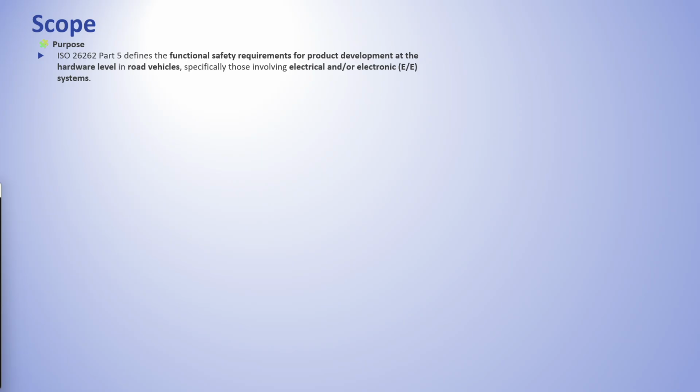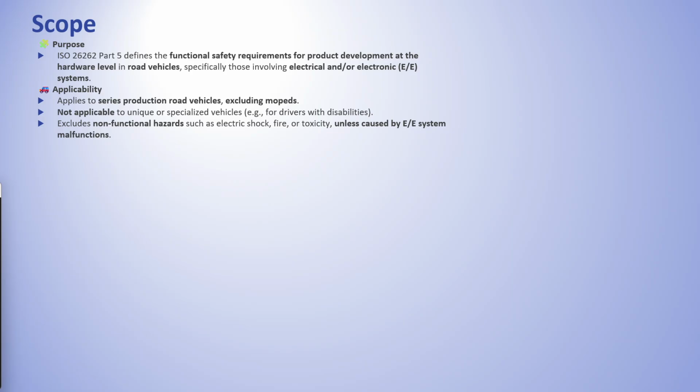Okay. So at its heart, Part 5 lays out the functional safety requirements specifically for developing hardware. We're talking about the electrical and/or electronic systems, the EE systems in road vehicles. That means the microchips, the sensors, the controllers, basically all the bits that make your car smart and, more importantly, safe. And it's primarily aimed at series production road vehicles, the cars rolling off the assembly lines every day. Interestingly, it does exclude certain things like mopeds or very unique specialized vehicles, maybe ones adapted for drivers with disabilities. The focus is definitely on mass market EE systems.